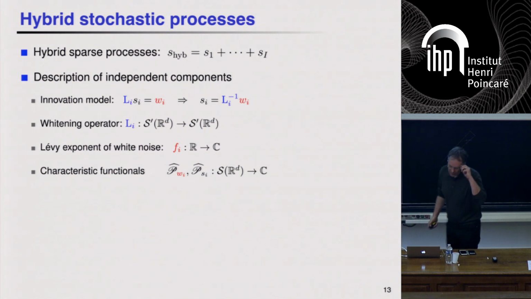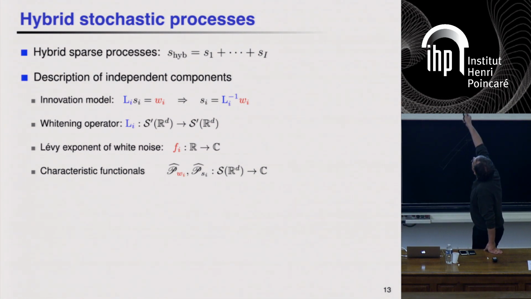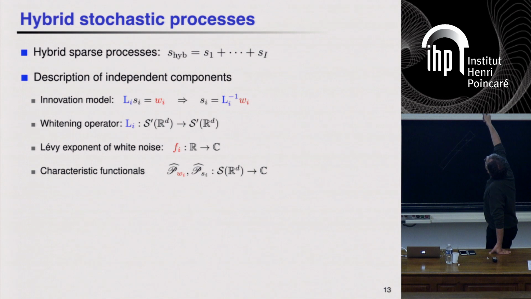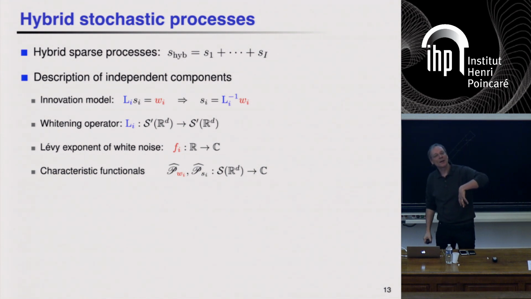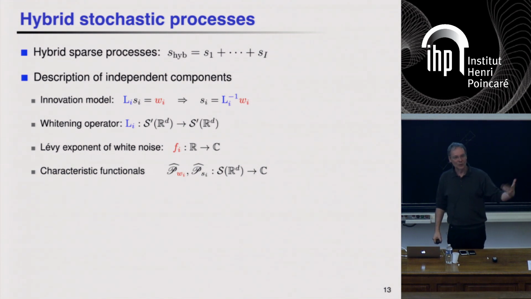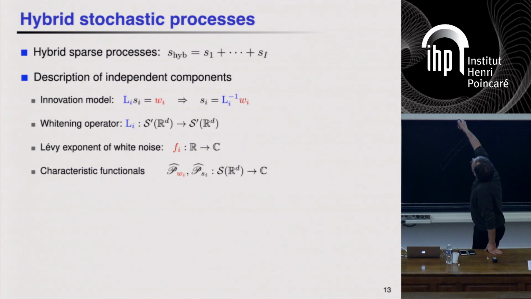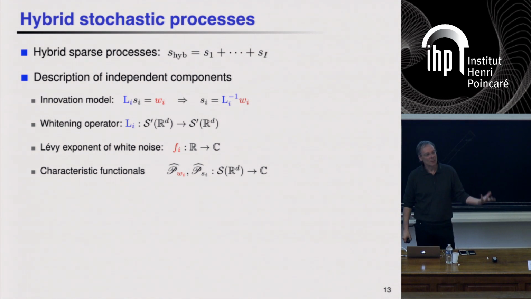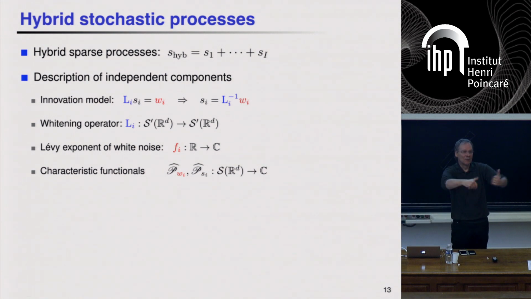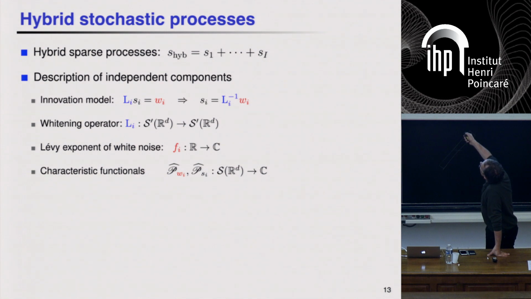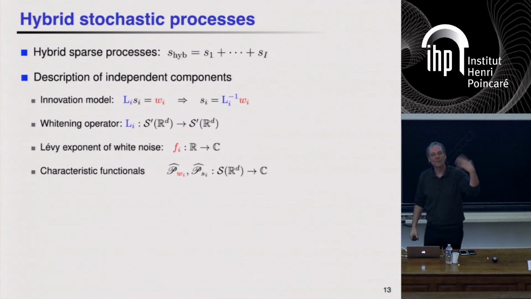So what does it mean? Every component, S_i, has its own innovation model, given by an equation like that. Every one has its own operator, which is the whitening operator. Every one has its own noise, W, which can be random Diracs or Gaussian or whatever. And so every one has its own Lévy exponent.